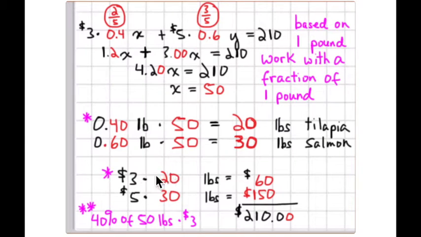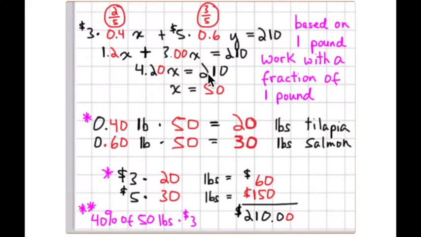Now the salmon would be 60% of 50 pounds. That would be 30 pounds, and I would spend $5 on each of those pounds. That would be $150. All right, the point is that this is based on a single pound. So it's 4/10 or 40 hundredths, and 6/10 or 60 hundredths.